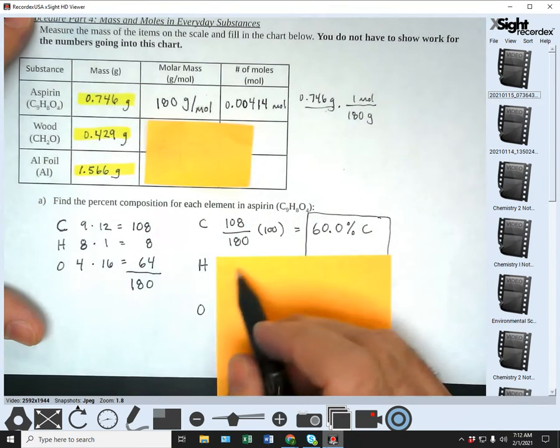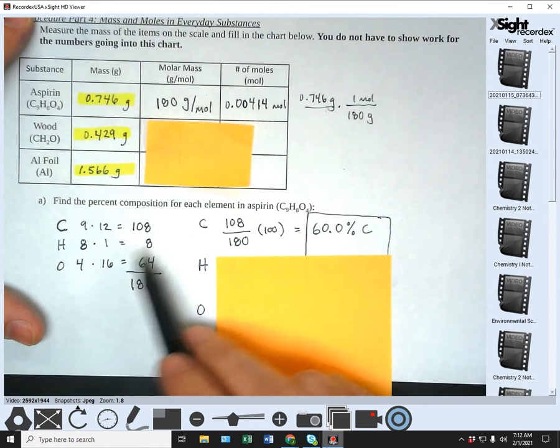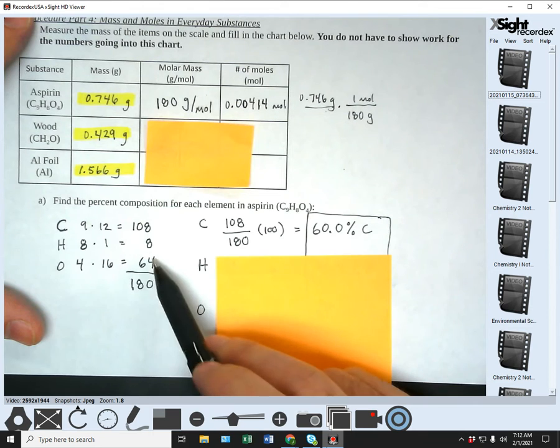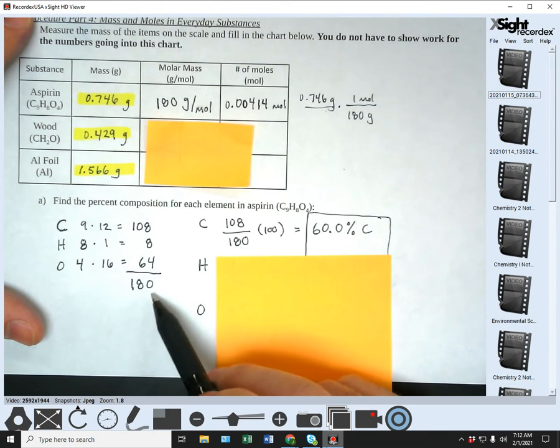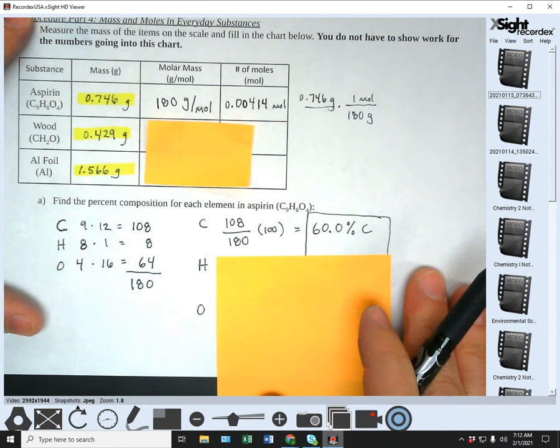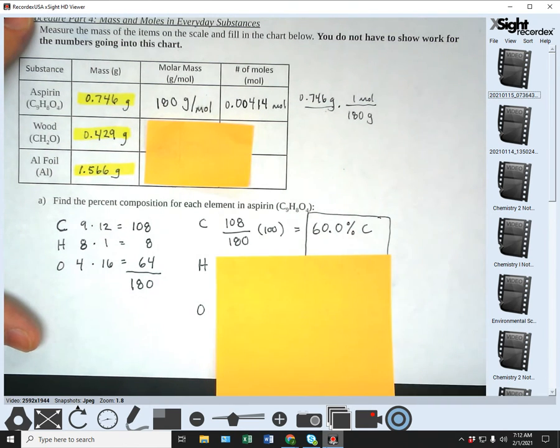Okay, now you're going to do the same thing with each of these. You're going to take the hydrogen over the total times 100, get that. You're going to take the oxygen, total oxygen over the total for the whole thing times 100, and that'll give you the percent composition for each. Okay. If you guys have more questions, let me know.